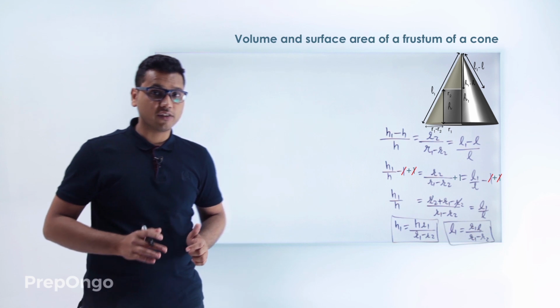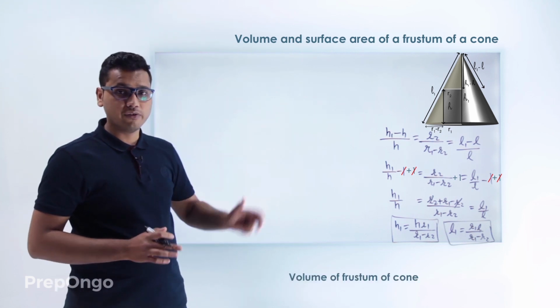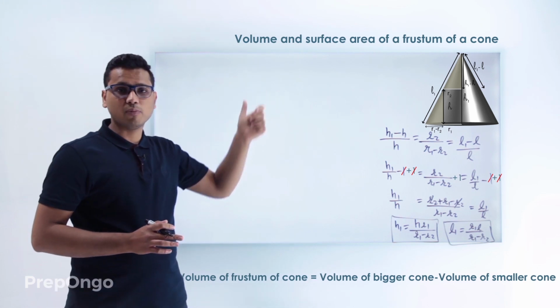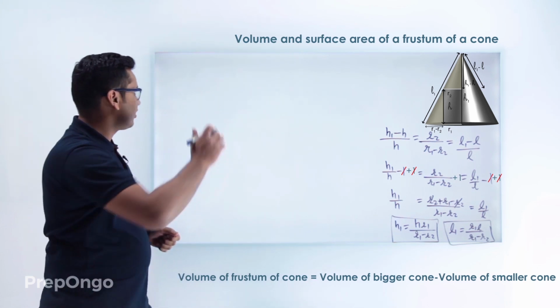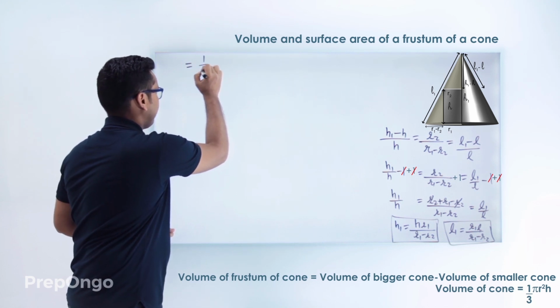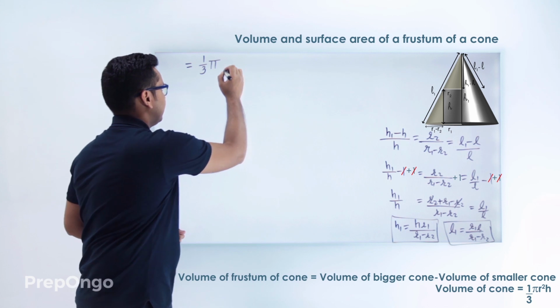Now we can say that the volume of this frustum of a cone will be equal to the volume of the bigger cone minus the volume of the smaller cone. So we can write it down. The volume of the bigger cone will be 1 by 3 pi. Its radius is r1.